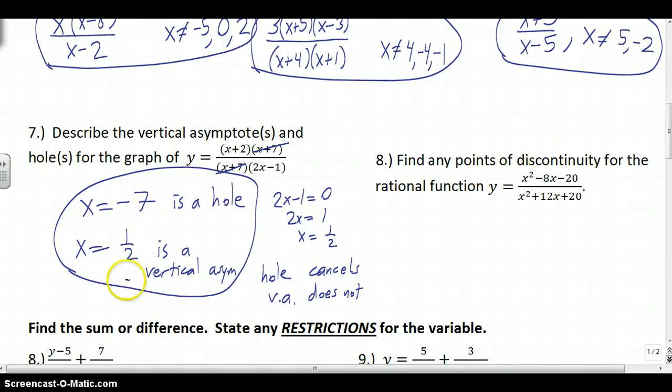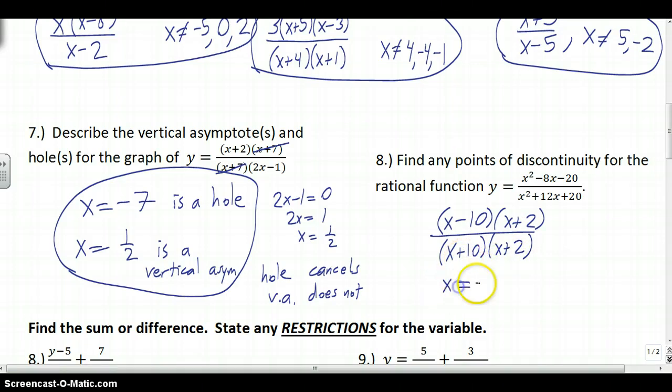Points of discontinuity are basically the same thing, just without the hole and vertical asymptote. Although if you put them, I wouldn't be too concerned, as long as you did them correctly. X squared minus 8x minus 20 factors into x minus 10 and x plus 2, over 20 and 12 would be plus 10 and plus 2. So, what can x not equal? Well, your points of discontinuity are at x equals negative 10 and at x equals negative 2. You'll notice I put equals and not the not equals because you only put the not equals when there are restrictions, like up here. So be careful.